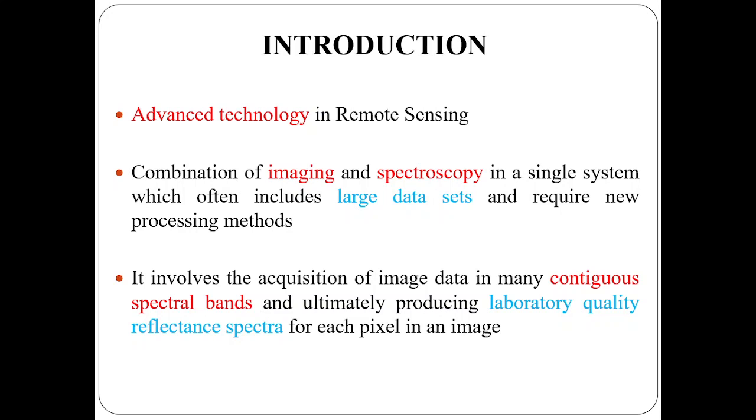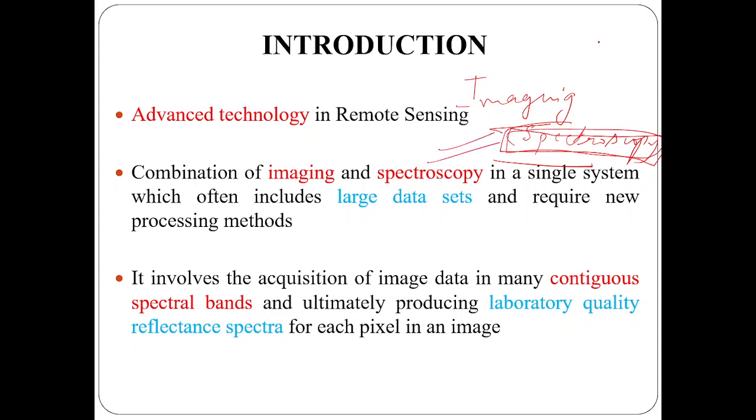When it comes to hyperspectral, hyper literally means excessive and spectral means spectral bands. So this is an advanced technology which came later after multispectral. Hyperspectral remote sensing is also called imaging spectroscopy. This is another name of hyperspectral remote sensing, so just don't get confused about the names. What it covers basically is the concept of spectroscopy.